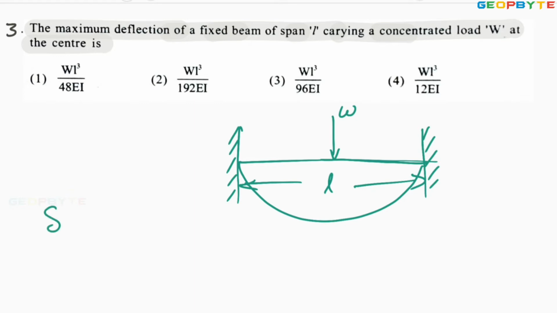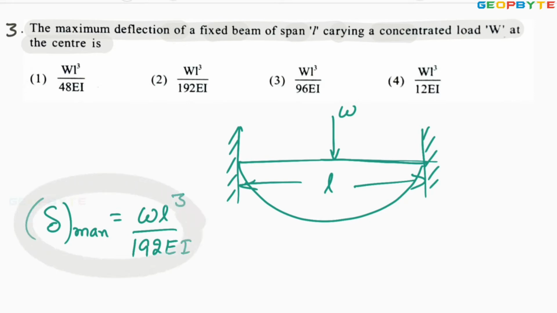Then the beam is going to deflect like this. The maximum deflection, remember, for the fixed beam subjected to point load at the middle of the span is WL cube by 192 EI. Remember this formula. That is the maximum deflection expected from the beam when it is fixed at its both ends. Therefore, option 2, second option is absolutely correct. I hope you got my point. Let us take another problem.